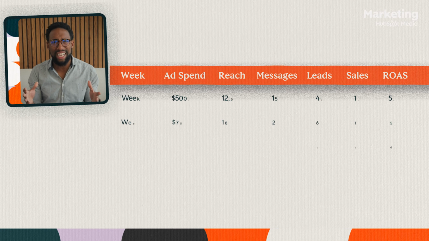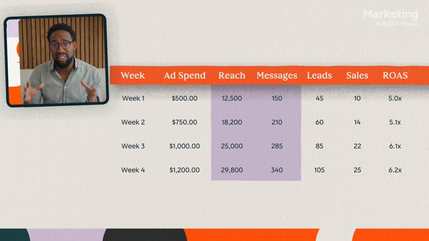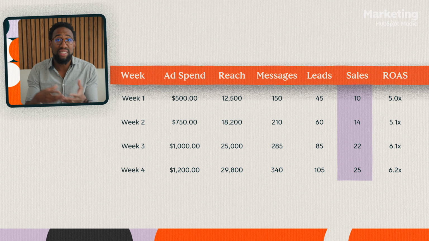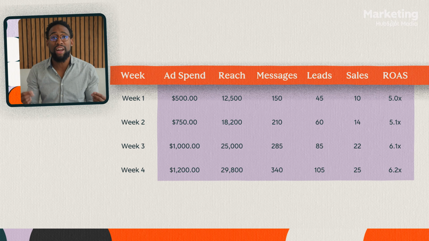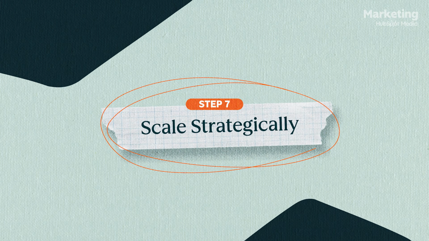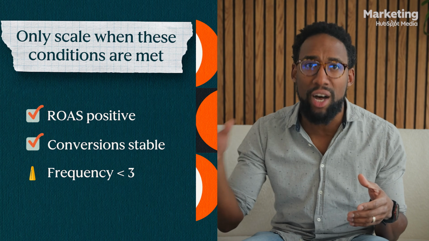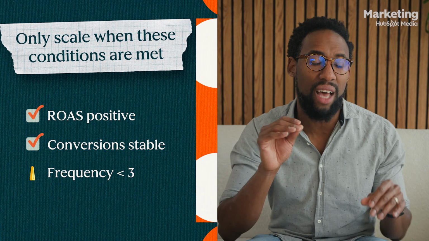Build a simple dashboard or spreadsheet that tracks weekly ad spend, reach, messages started, leads generated, sales closed, and ROAS. These patterns are going to tell you what to scale and what to cut. When performance is consistent, it's time to start scaling and growing and building the next phase for your strategic approach to WhatsApp ads. Which takes us to step 7, scaling strategically. Scale when your metrics and conversion rates are consistently positive, stable, and frequency is under 3.